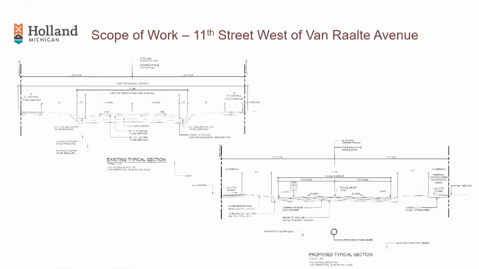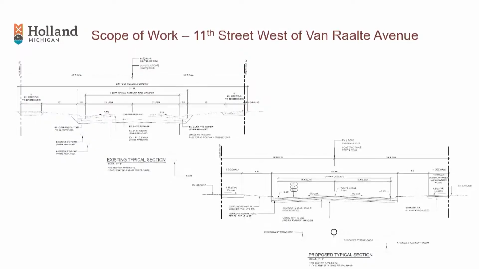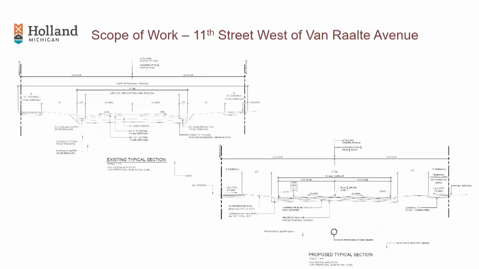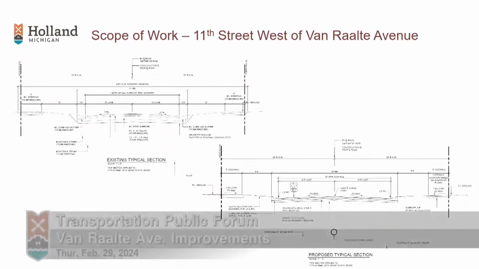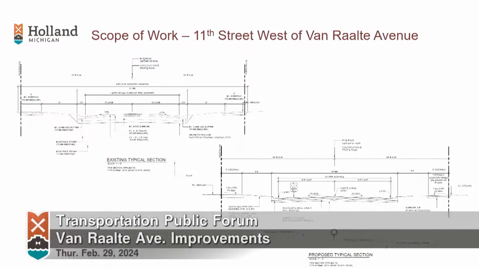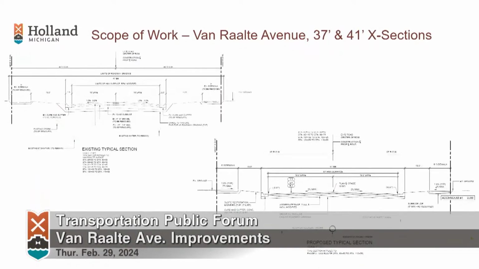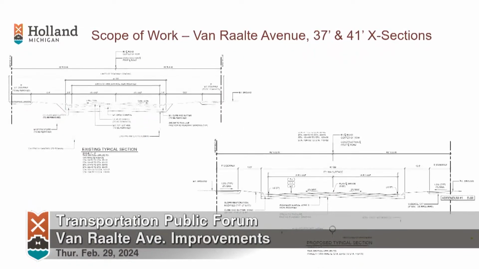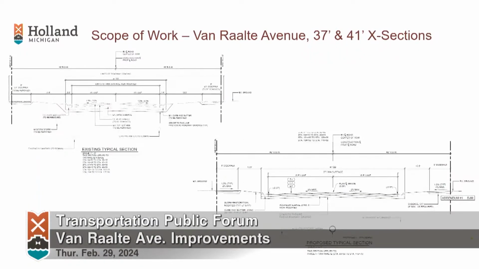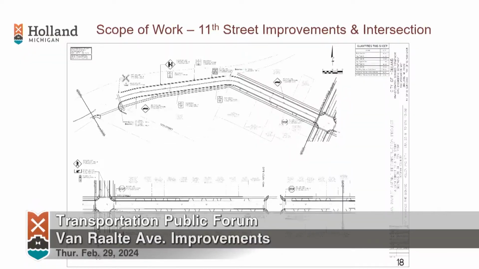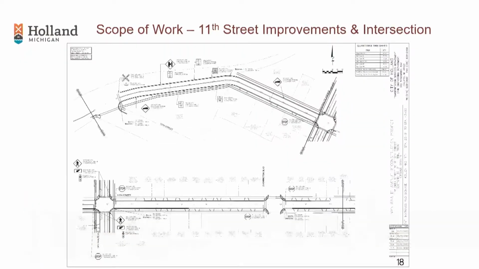Yeah, same thing, 11th Street. Again, for all intents and purposes, the curbs are going to go back where they are now. But 11th Street, as with Raalte, full reconstruct. Everything's coming out, sidewalks, driveway approaches. Rob, how you doing? Good, how you doing? Good. Yeah, 37 foot wide, 41 foot wide. Again, what you see out there is what we're going to do. So 11th Street improvements, just shown here on the bottom.